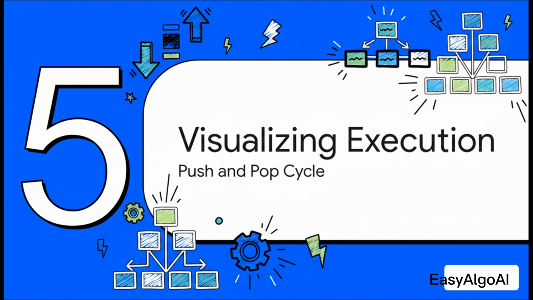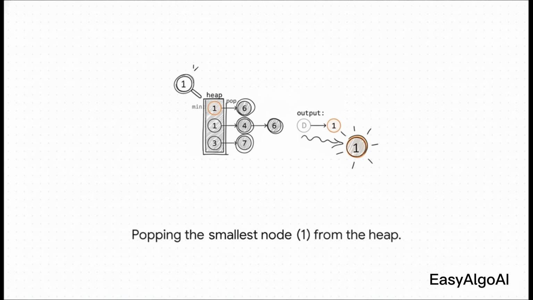Section 5. Visualizing execution. Let's look at the push and pop cycle. Let's watch this algorithm come alive, because it's genuinely so cool. We kick things off by mechanically popping the smallest node right out of the heap. Because it's a min heap, we know instantly, without checking, that 1 is the smallest. We pop it out and connect it directly to our dummy output node.